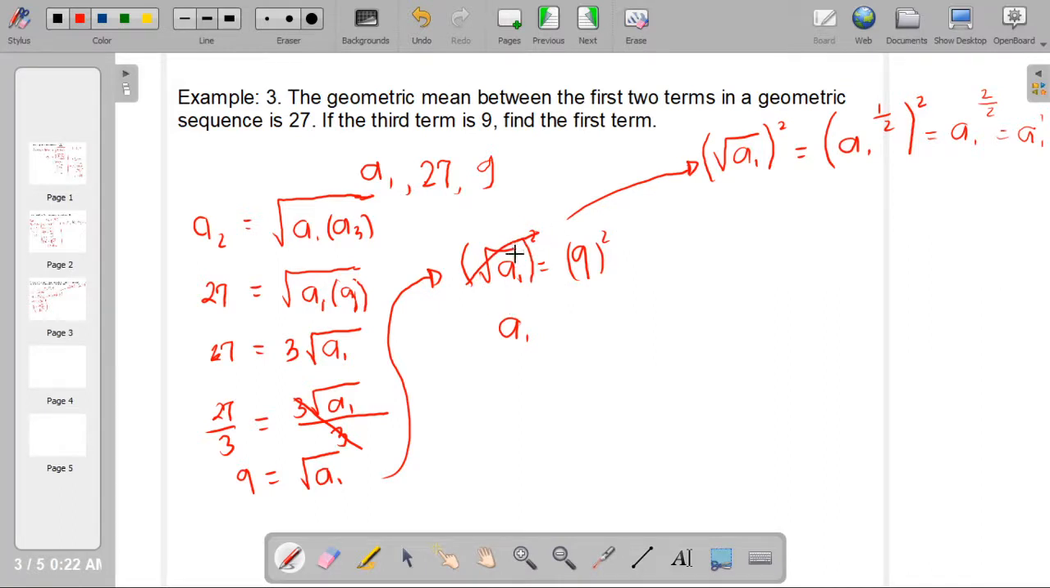Now, what if it were a cube root? Cube root of a sub 1. Well, you cube both sides.